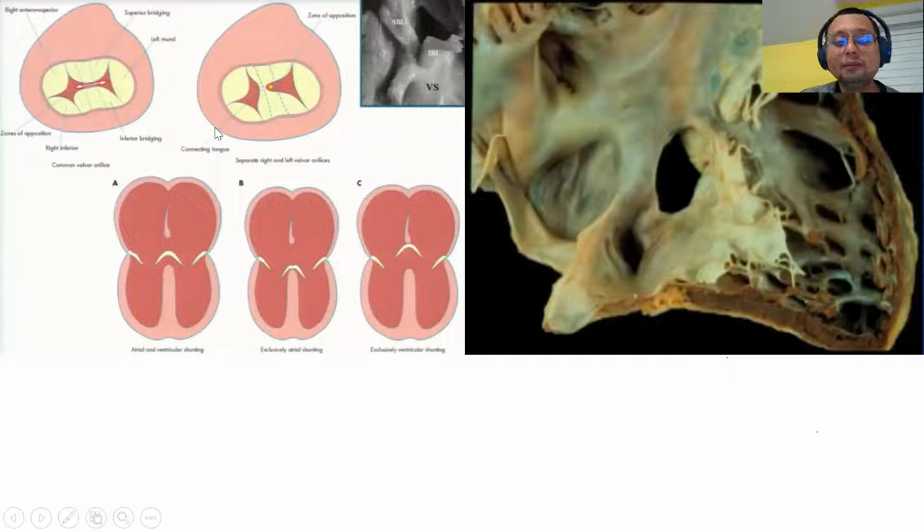Now in ASD primum, because you have a bridge dividing the left and the right AV valve, look at the left AV valve. You have the structure in the middle here. That is what we call the cleft left AV valve. It is not a real cleft. It is just the arrangement of the leaflets that causes it to be like so. This is a pathological specimen of ASD primum. As you can see, it is low down here at the endocardial cushion. And the defect is not just of the atrial septum, it is also of the ventricular septum. So it is an atrioventricular septal defect rather than just a pure atrial septal defect.